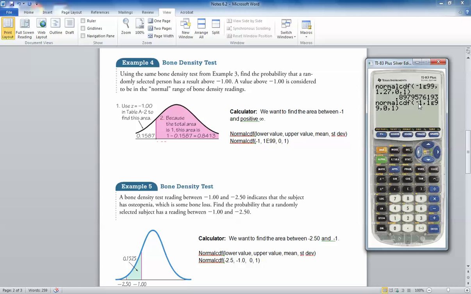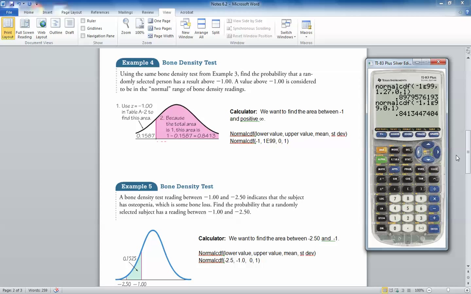Low number in the interval, -1 to infinity, mean of 0, standard deviation of 1, and that will give us the area to the right of -1 under the curve. So that area is about 0.8413. That means 84% of the population has a value above -1. So that would be considered normal.